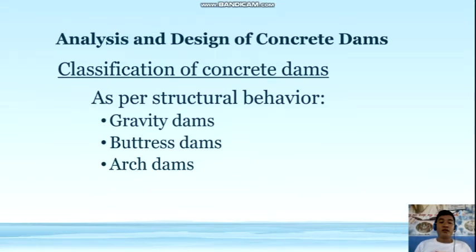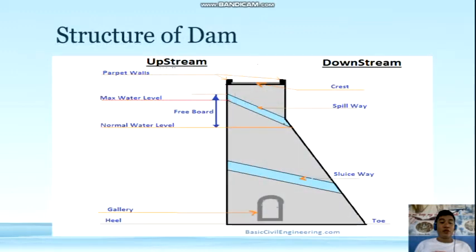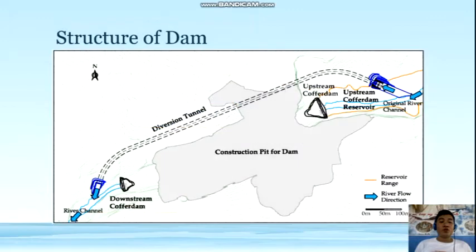Analysis and design of concrete dams. Classification of concrete dams as per structural behavior. So first is the gravity dams, followed with the buttress dams, and lastly is the arc dams. So this is an example of a structured dam which consists of parapet walls, max water level, freeboard, gallery, heel, toe, sluiceway, spillway, crest, and of course, upstream and downstream of dams. So this also is an example of a dam with its legend.